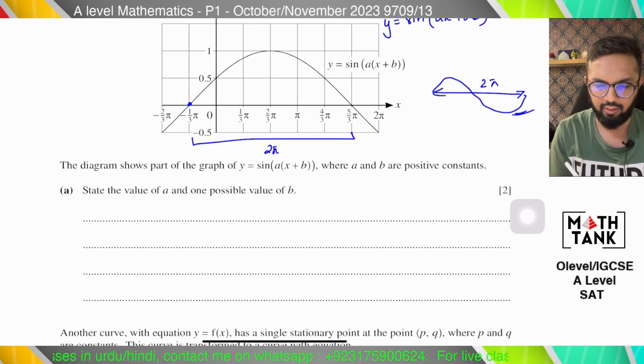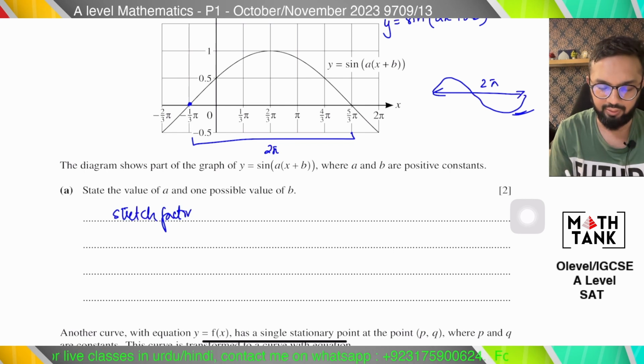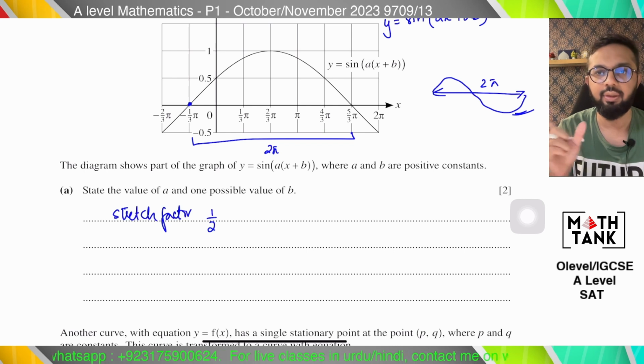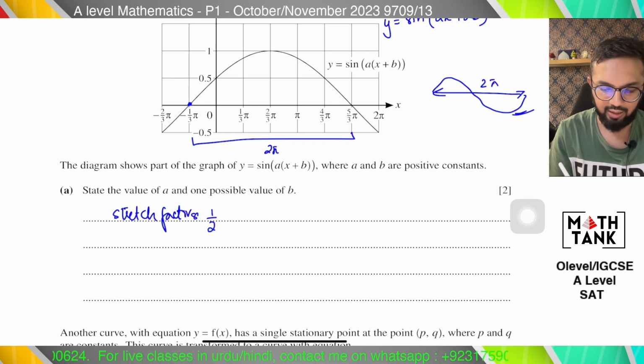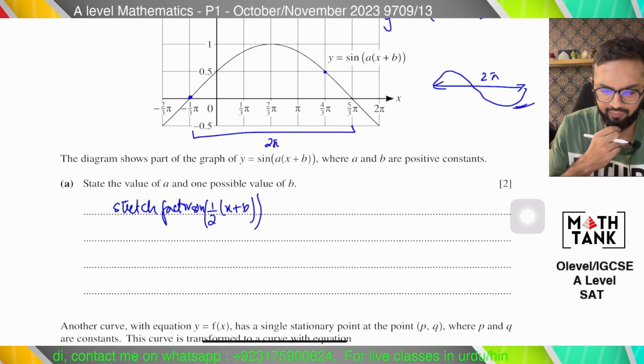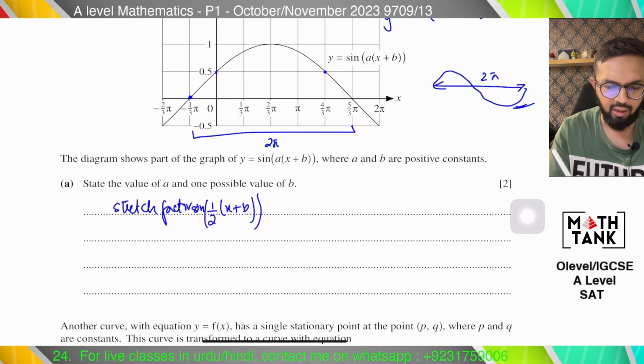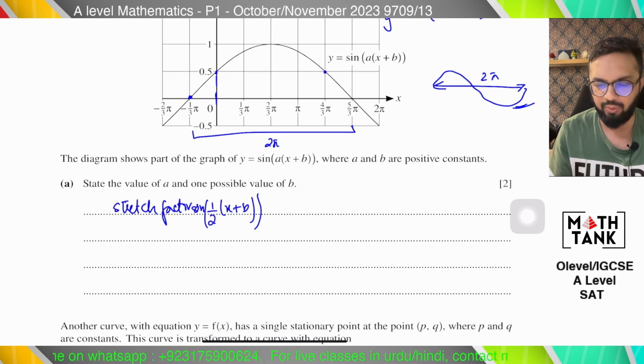Okay, since the distance has doubled, I'm going to say that there's a stretch factor of half involved. Okay, the distance has doubled. Remember that. So it becomes sine of half x plus b. Now, in order to find b, the easy way of finding the value of b would be to use this point. I think that's an easy value of 0 here, and that would help you solve the question quickly.